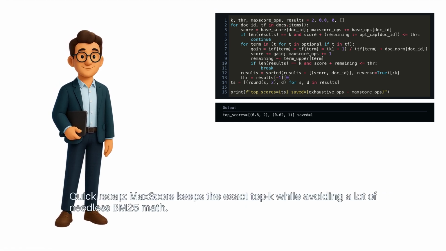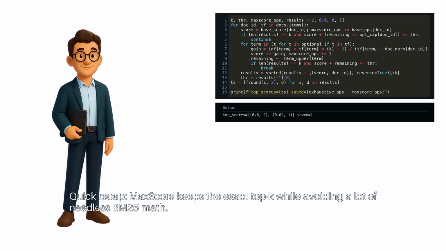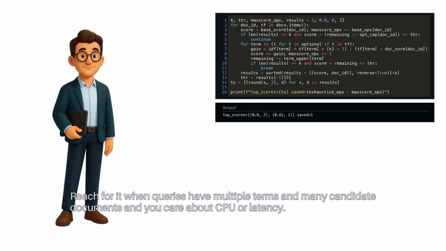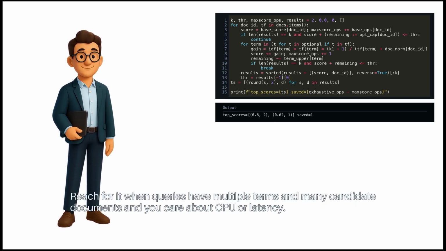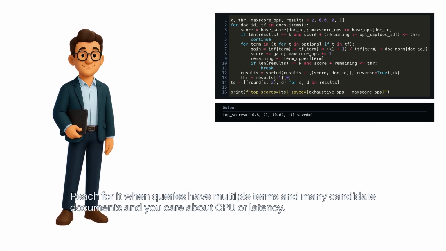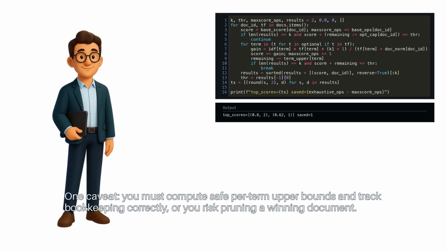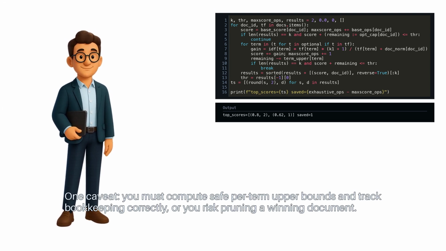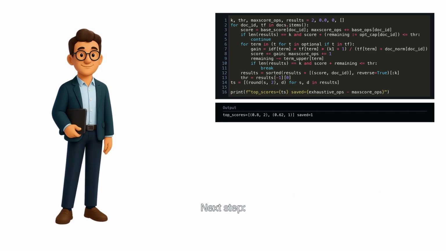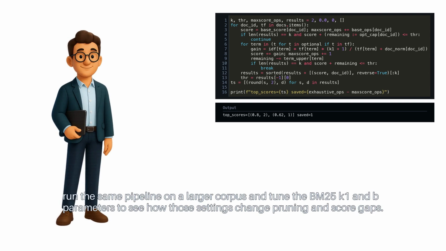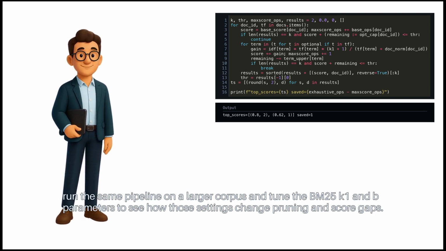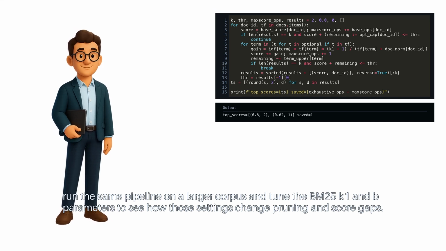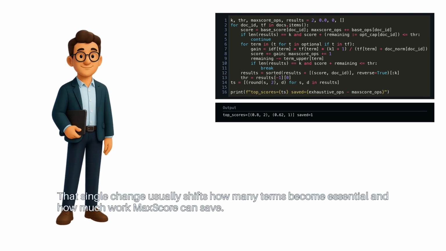Quick recap. MaxScore keeps the exact top K while avoiding a lot of needless BM25 math. Reach for it when queries have multiple terms and many candidate documents, and you care about CPU or latency. One caveat: you must compute safe per-term upper bounds and track bookkeeping correctly, or you risk pruning a winning document. Next step: run the same pipeline on a larger corpus and tune the BM25 K1 and B parameters to see how those settings change pruning and score gaps. That single change usually shifts how many terms become essential and how much work MaxScore can save.